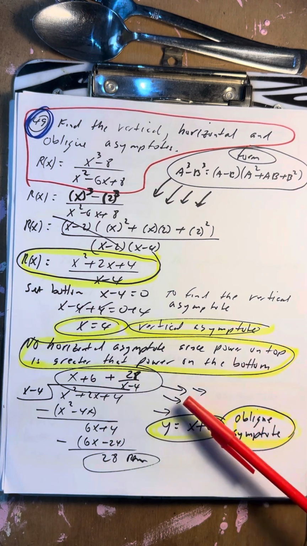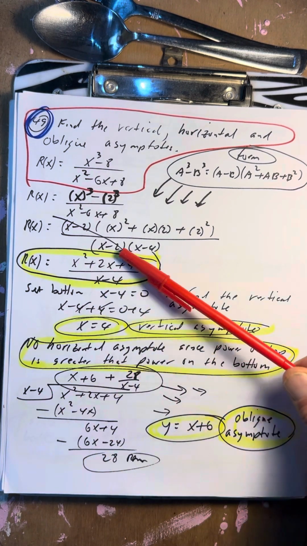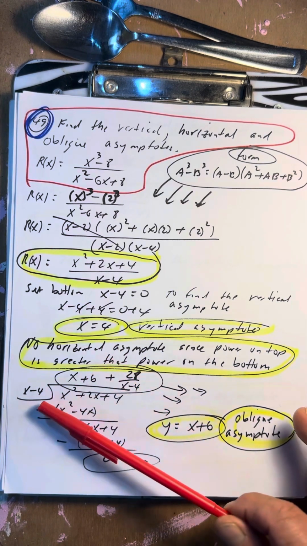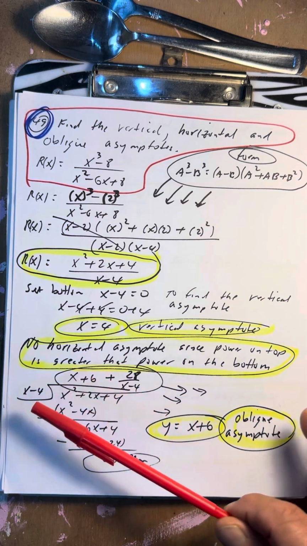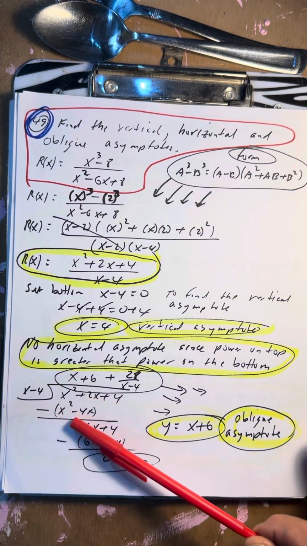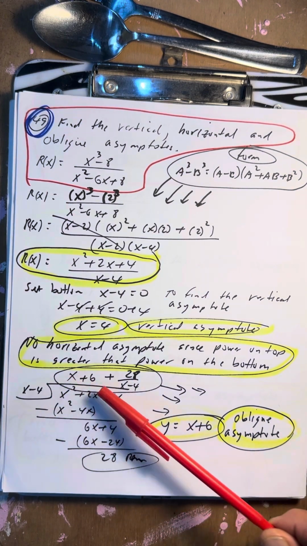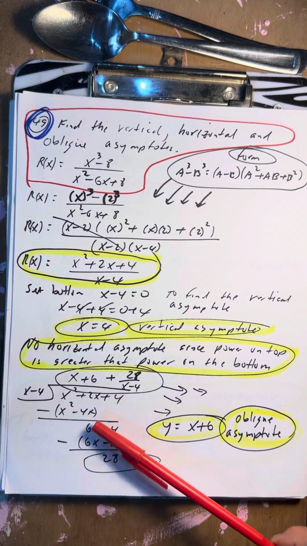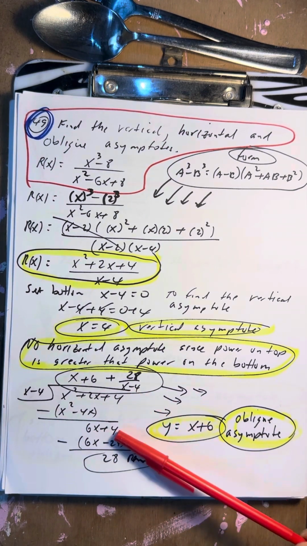Now, how do you find the oblique? Do long division. So I'm going to do this into this. So x times what? x times x is x squared. x times that, negative 4 x. Change the signs. x squared minus x squared, gone. 2x minus negative 4x is plus 4x, so 6x. Bring the 4 down.